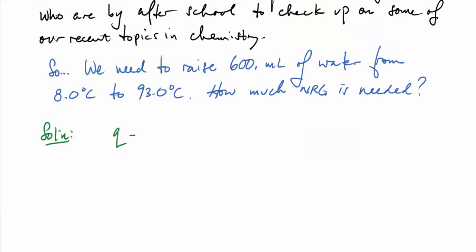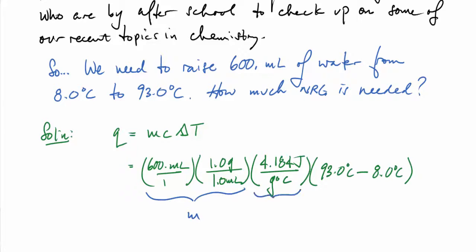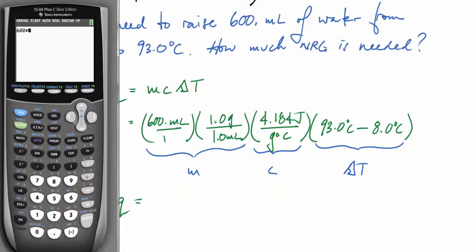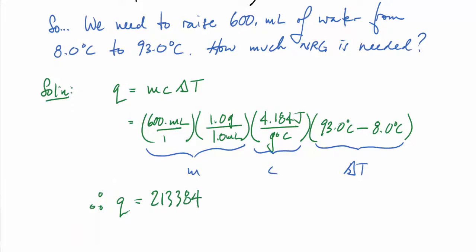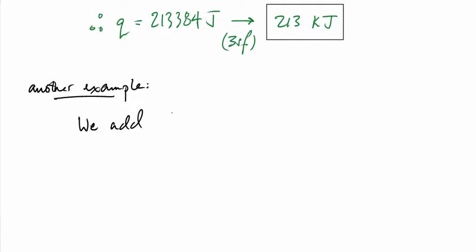Well, here's a solution. We'll use our expression Q equals m Cp delta T from above. 600 mL of water at 1 gram per mL will give us the mass. There's the heat capacity of water, and finally the temperature differential, m Cp delta T. Let's calculate that. We'll put the numbers in our calculator here. Just give me a second to press all the buttons. Make sure you use delta T at the end, and you get quite a large number of joules, 213,000 and some. This question is just 3 sig figs, and joules are kind of small, so we'll use kilojoules here. I'll call it 213 kilojoules.